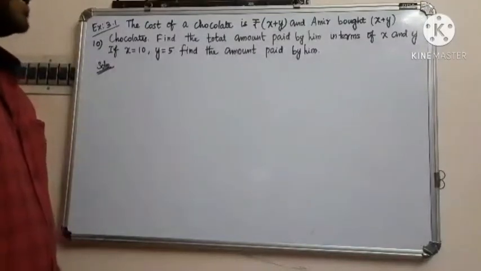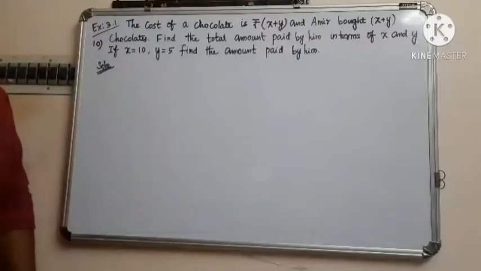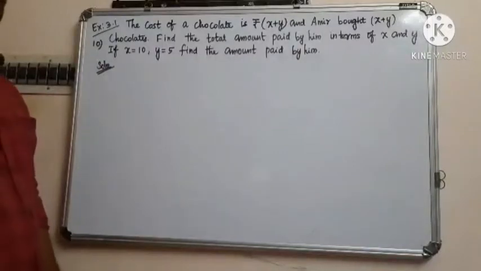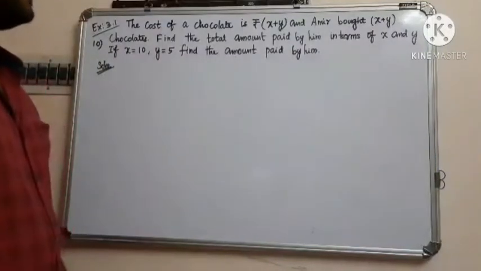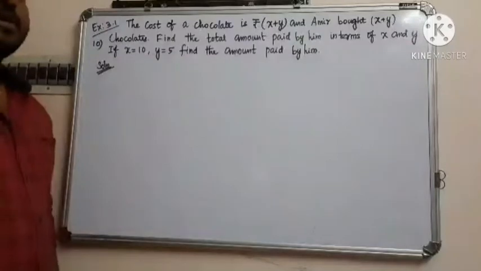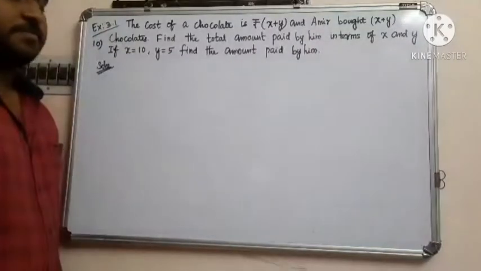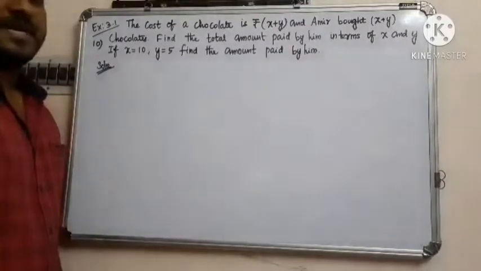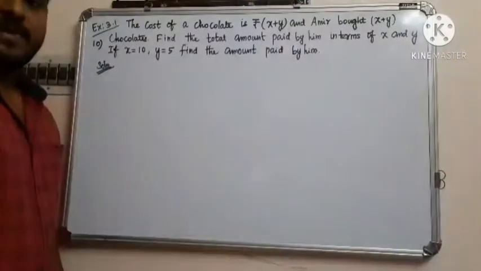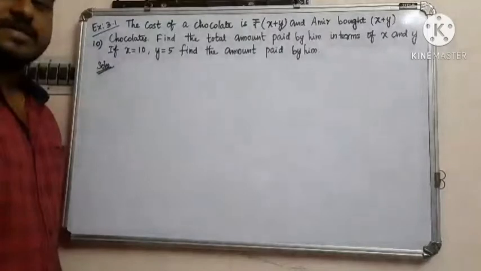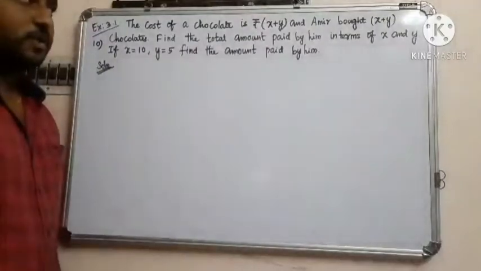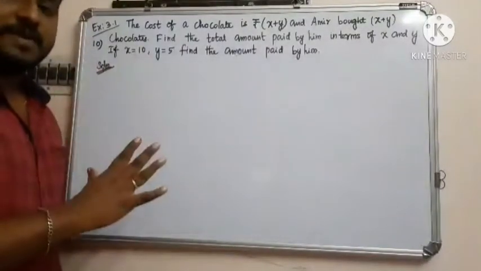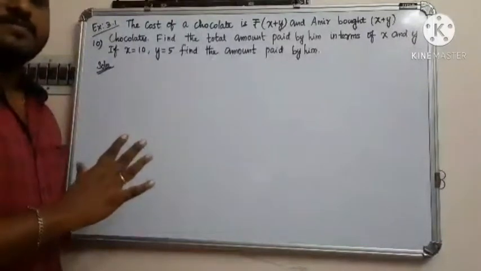Chocolate cost is x plus y rupees, and Amir bought x plus y chocolates. So for example, if you go to a stationery shop and want to buy some pens, you want to buy 5 pens. Each pen costs 5 rupees.